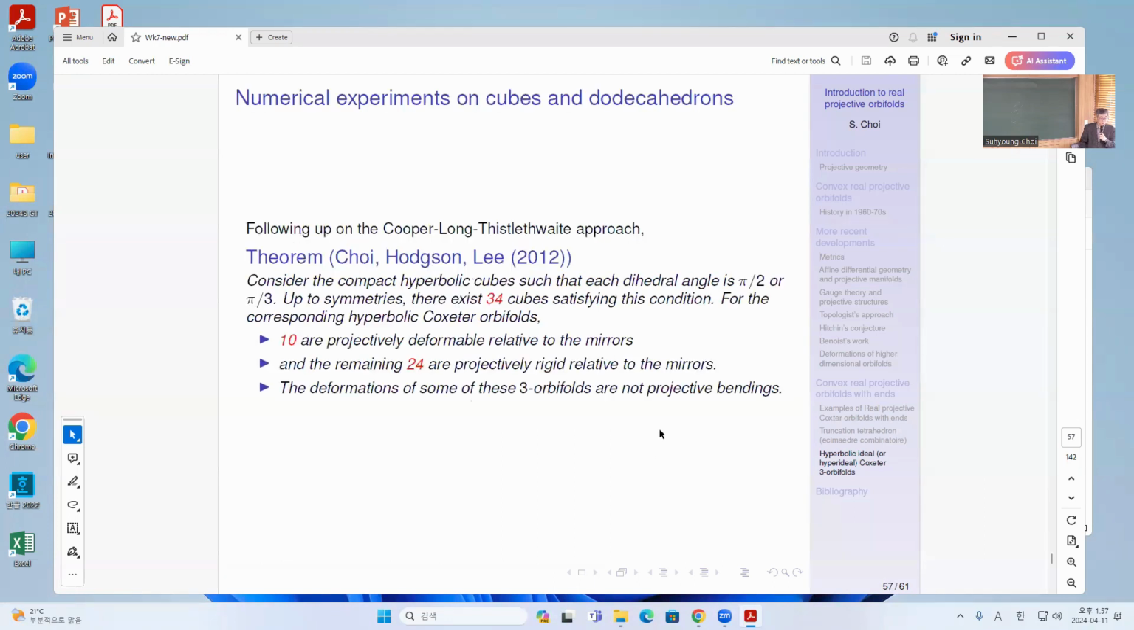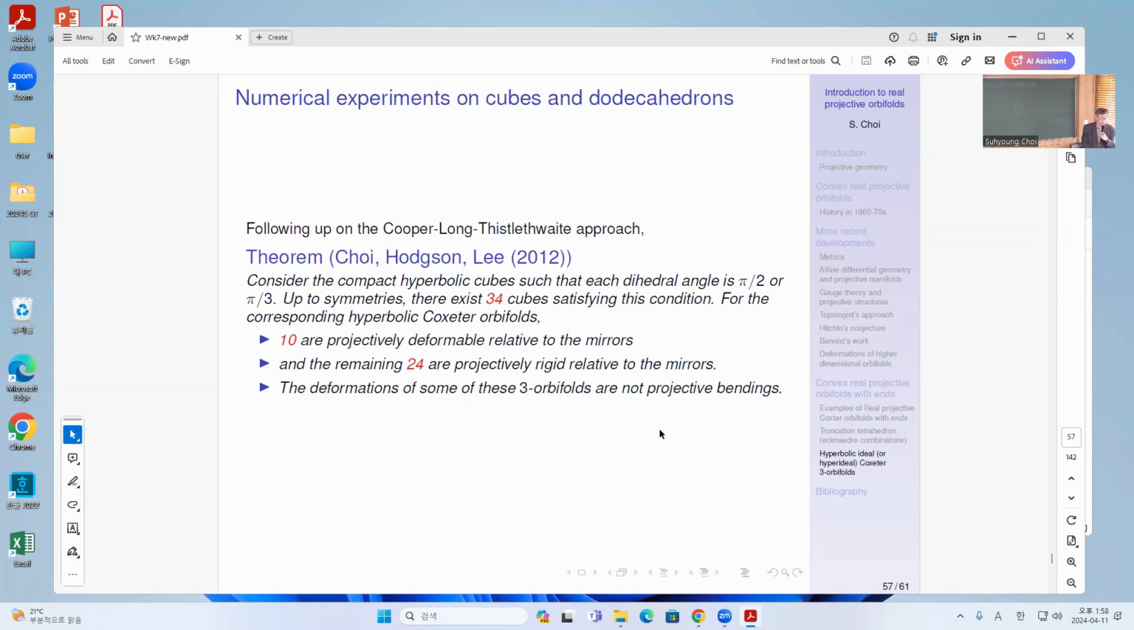Okay, and then the next one is on the cube. So we look at all the hyperbolic cubes. So this means hyperbolic cubes with the orbifold structure and a hyperbolic structure, and it's also compact ones. Compact, it gives you a compact Coxeter orbifold. So the dihedral angles are always pi over 2 or pi over 3 in this case, and so up to symmetry there are 34 of them.